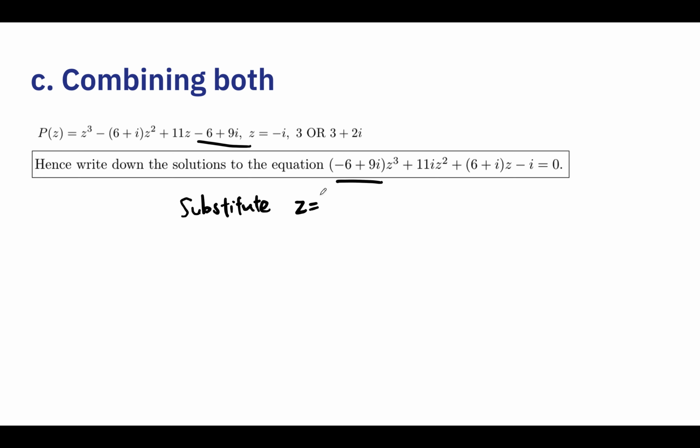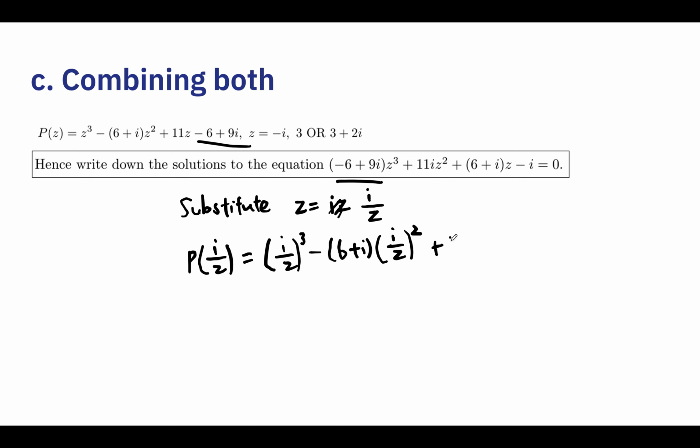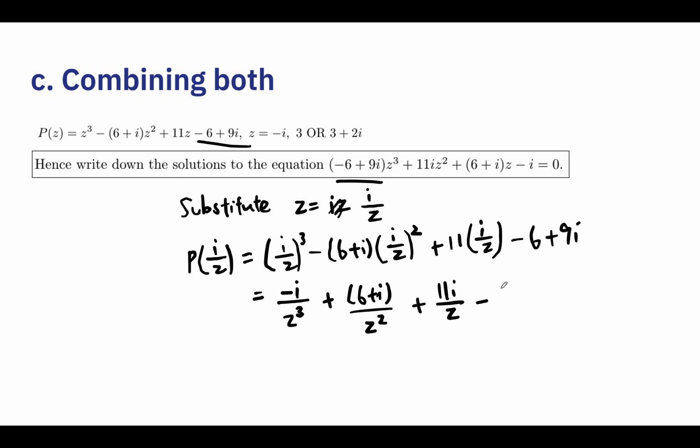z equals to, sorry, not iz, i over z. We're going to replace all the z's with i over z. And what happens is we get P of i over z equals i over z cubed minus 6 plus i over z squared plus 11 i over z minus 6 plus 9i. And if we were to expand this, we will get minus i over z cubed plus 6 plus i over z squared plus 11i over z minus 6 plus 9i. And we want this to be equal to 0.